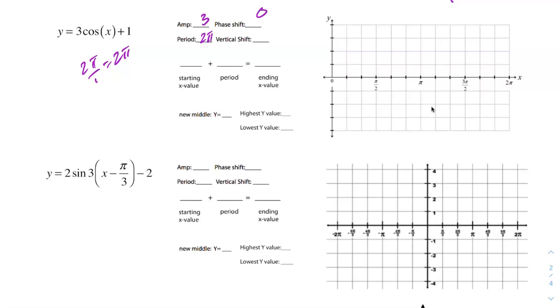There's no phase shift, but there's a vertical shift of 1. Look how easy the phase shift is. I start at 0, you add the period, 2 pi, you end at 2 pi. Nice. Like that. My new middle is the vertical shift, so you start at 1. So like this is kind of like your middle now. So 1's your middle.